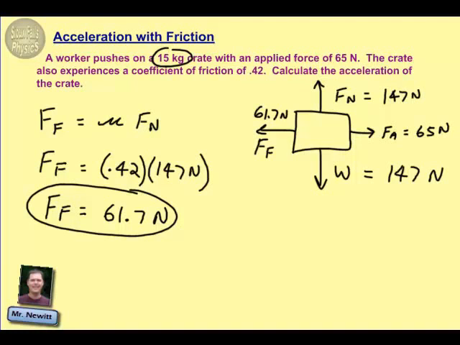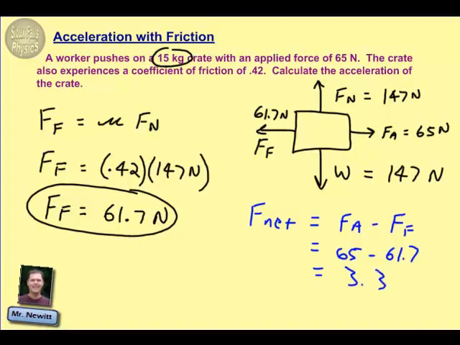Now, the problem is asking us to calculate the acceleration of the crate. To do that, we must figure out the net force acting on the crate. The net force is going to be the applied force minus the frictional force. So I take 65 newtons minus the 61.7 newtons, and that gives me a net force equal to 3.3 newtons. All right. Knowing that, now I can substitute that into my equation for force equals mass times acceleration. Remember, I want to find acceleration here.